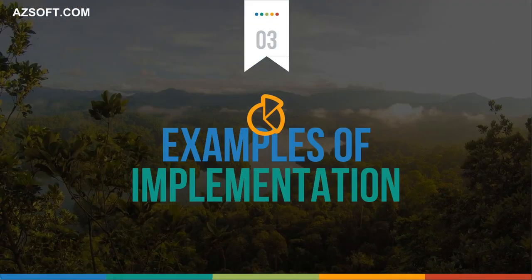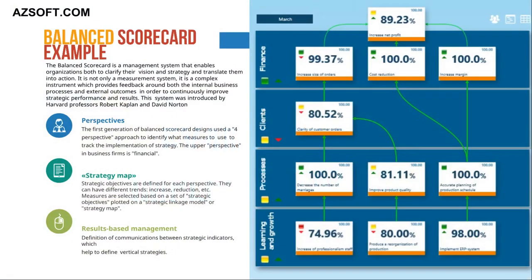Here are some examples. For Balanced Scorecard: the Balanced Scorecard is a management system that enables organizations both to clarify their vision and strategy and translate them into action. It is not only a measurement system, it is a complex instrument which provides feedback around both the internal business processes and external outcomes in order to continuously improve strategic performance and results. This system was introduced by Harvard professors Robert Kaplan and David Norton.